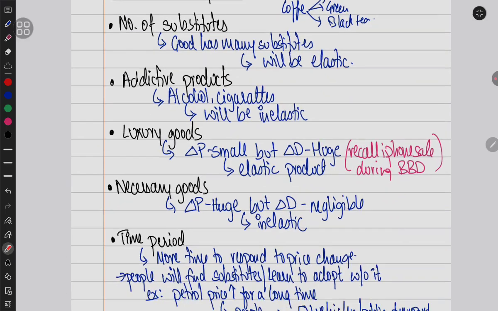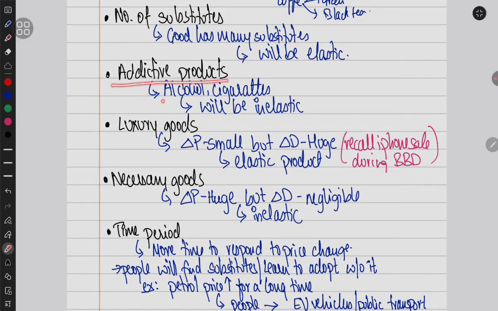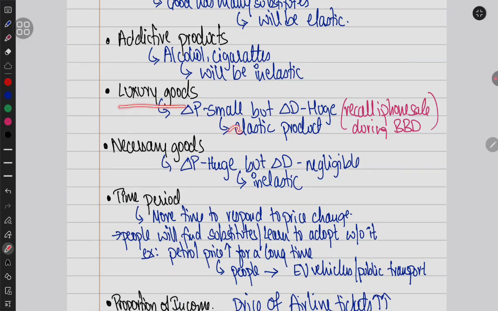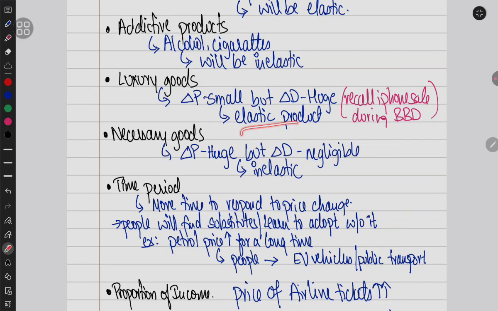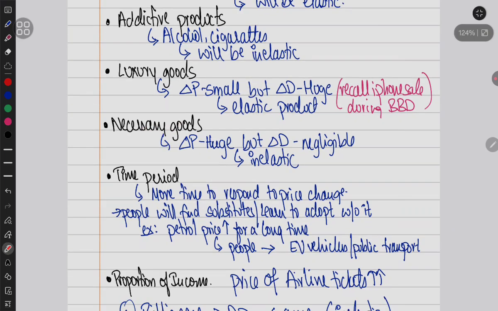Okay, so next comes addictive products. Suppose alcohol, cigarettes, whatever may be the change in price, it will be inelastic, right? Then comes luxury goods. When there is a small change in price, demand will surge very high, for example iPhone sales during Big Billion Days, right? These are elastic products. Then comes necessary goods, for example rice.